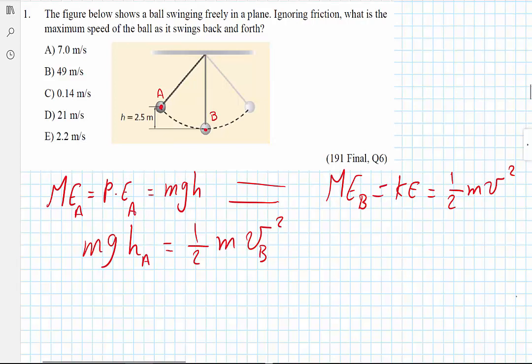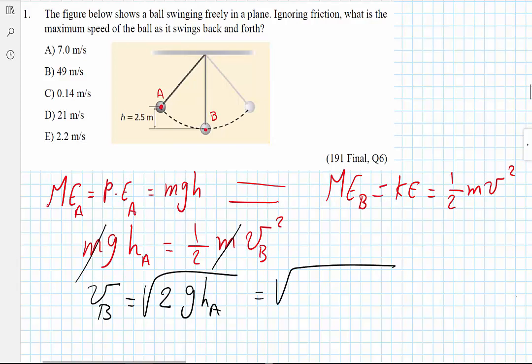Very easy to solve this equation. Divide over the mass at both sides. So gh equals half vb square. So the vb is 2 times g times h under a square root. We know g is 9.8. H is given here in the drawing. It's 2.5 meter. So the result is the root of 49, which is 7 meters per second.